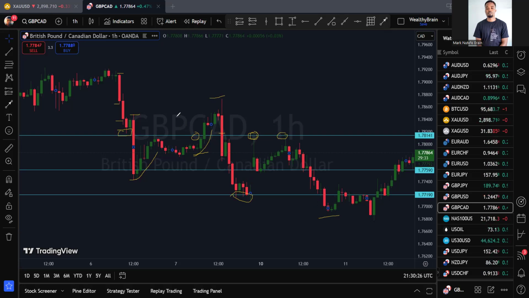Now, when we look at the candlesticks, you can see that there's some relationship between them, but they don't look alike.